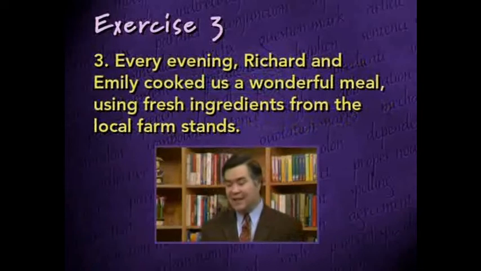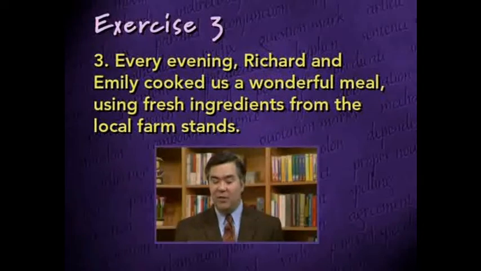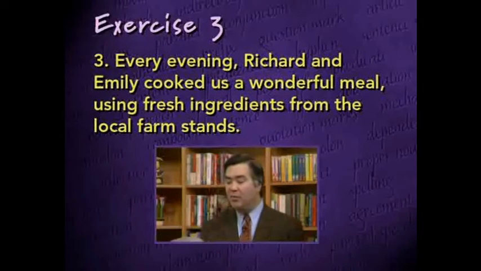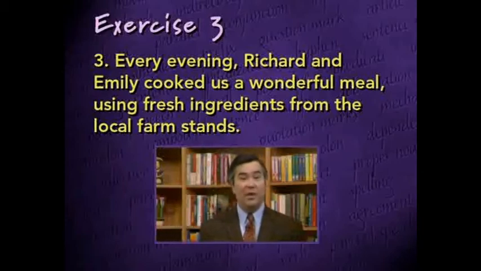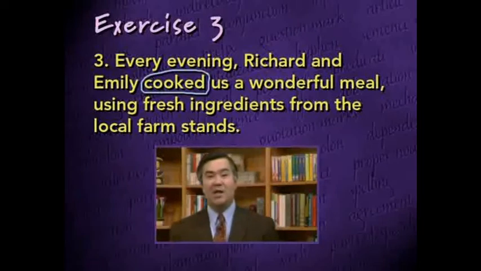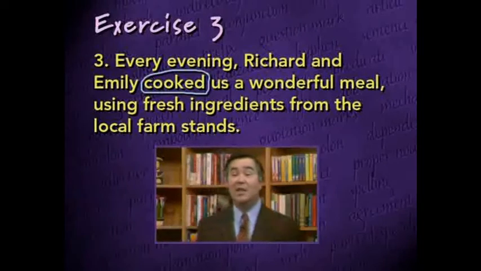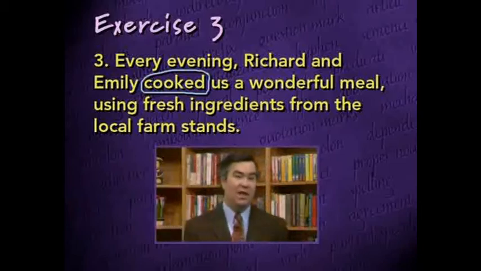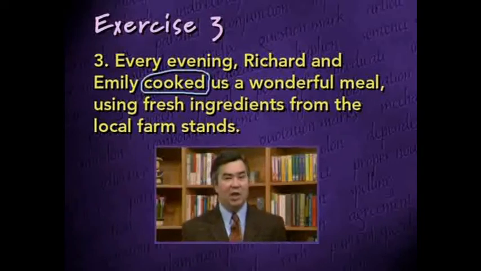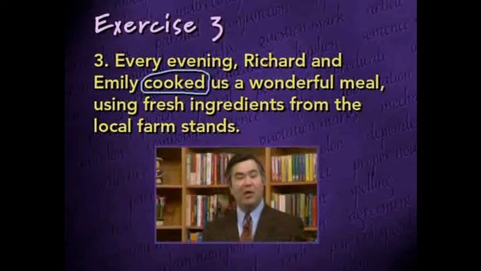Let's look at our next example. Every evening, Richard and Emily cooked us a wonderful meal using fresh ingredients from the local farm stands. What's the verb here? The verb is cooked. That describes the action of the sentence. Who or what did the cooking? Richard and Emily. They're the subject of the verb cooked, and it's, of course, a compound subject because there are two nouns there linked by the coordinating conjunction and. So Richard and Emily cooked.